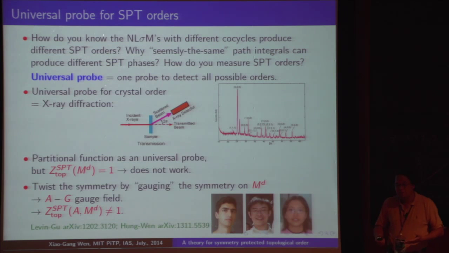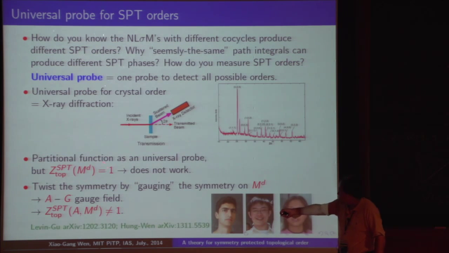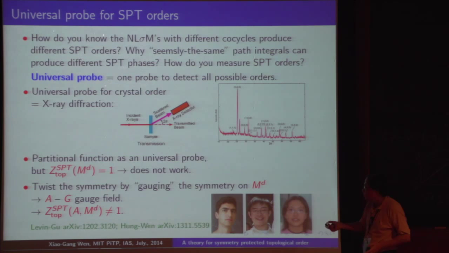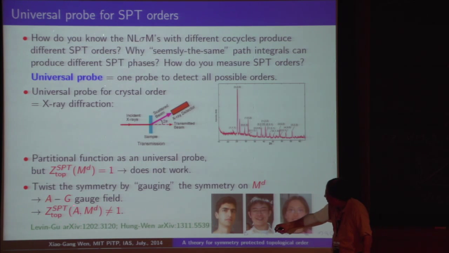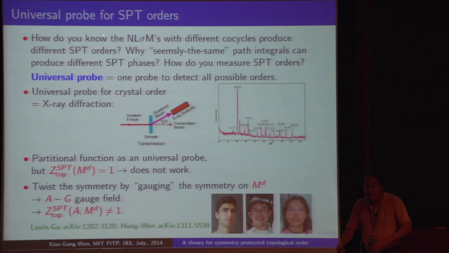Gauging the global symmetry is a way to obtain a universal probe. The idea is that I just argued that if you put SPT states on any spacetime closed manifold, the partition function is always equal to one up to a volume term. So it does not work. However, because we have a symmetry, now we have an option to gauge the symmetry. If you gauge the symmetry, then we have a twisted model. Then the partition function for the twisted model is not equal to one. Then we can use the partition function as a universal probe to measure this SPT order. Certainly, gauging the symmetry gives us a gauge field, so now in spacetime we have a gauge field. With this partition function with non-zero gauge field, we get something not equal to one. So this is basically the idea.